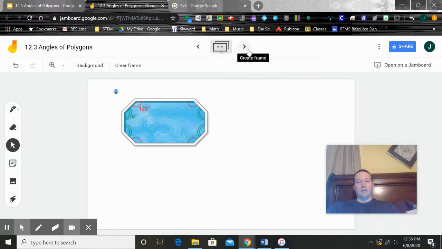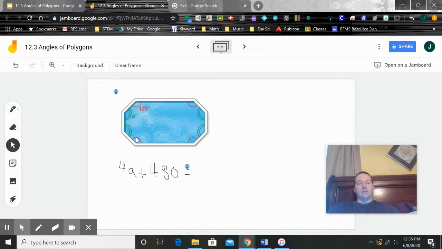That leads us to our final one. We're going to solve it for this pool. They want us to find A. Well, what do they tell us? This angle, that angle, that angle, and that angle are all equivalent. These angles are also equivalent. So this one and this one and this one and this one are all 120. And those, we don't know what they are, but they're all A. So what do I know? I know that 4A plus 1, 2, 3, 4, so 4 times 120 is 480, is going to equal a certain amount.